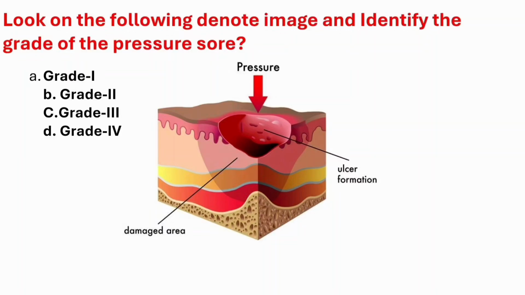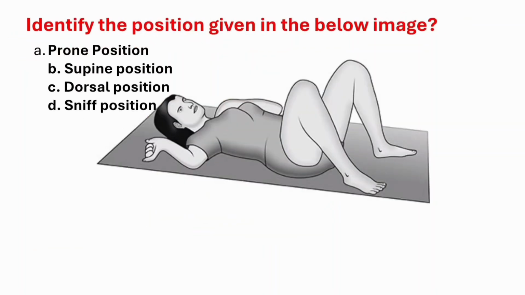Look at the following image and identify the grade of pressure zone. A. Grade 1. B. Grade 2. C. Grade 3. D. Grade 4. The correct answer is B. Grade 2. Identify the position given in the below image. A. Prone position. B. Supine position. C. Dorsal position. D. Sniff position. The correct answer is C.